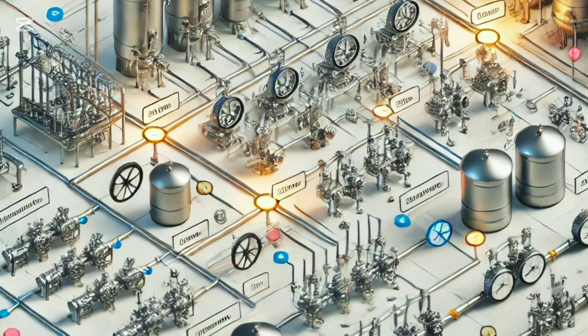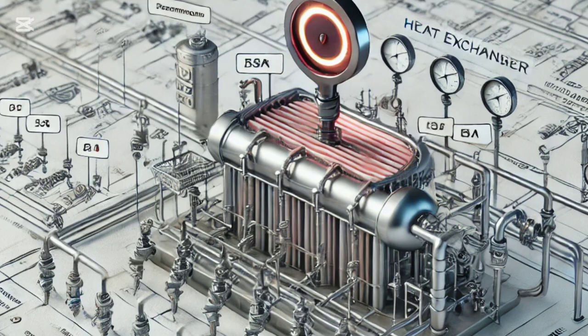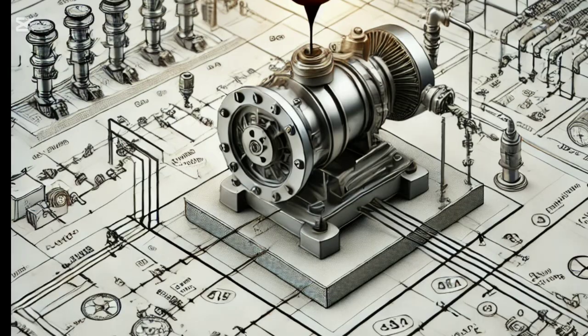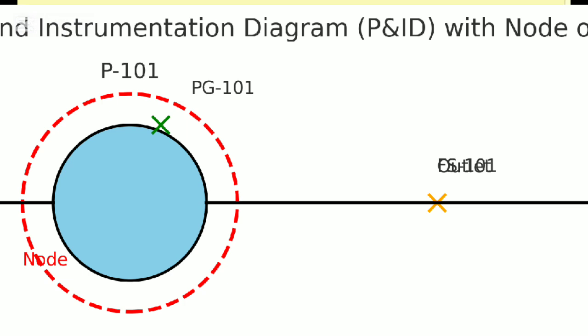Node is a specific point in a process where a HAZOP study is applied. For example, a heat exchanger, a pump, a pipeline junction, an absorber column, a stripper regenerator. Nodes are like checkpoints in a process where potential risks and inefficiencies are analyzed.